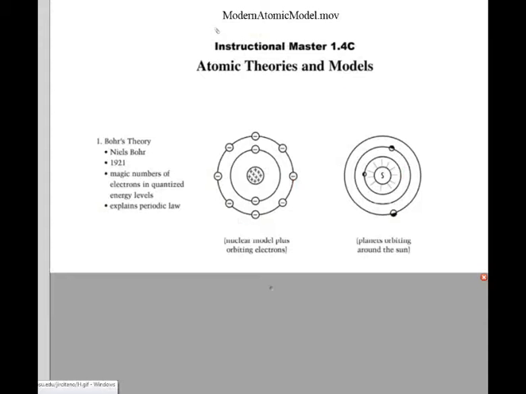So the Bohr model, just to sum up, Niels Bohr 1921, we're looking at specific numbers of electrons in quantized energy levels. That is, the locations where these electrons are, only specific energies are permitted, if we could say. And we know that because only specific colors of light are generated when electrons undergo these transitions. It explains the periodic law.